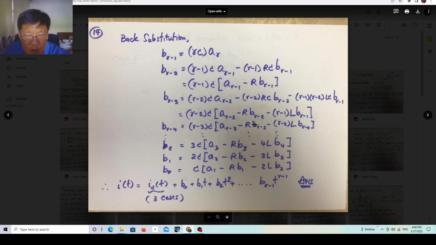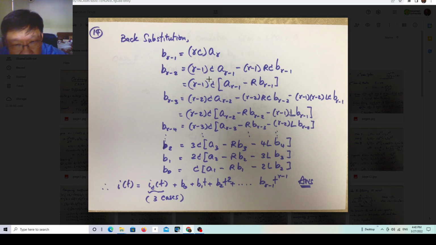Also we look at the trend of the function here. The first term you get r times c, a sub r. In the second term r is reduced to r minus 1, c still remains, but instead of a sub r it becomes a sub r minus 1. The third term, r minus 1 becomes r minus 2, and a sub r minus 1 becomes a sub r minus 2. The next term, r minus 2 becomes r minus 3, and a sub r minus 2 becomes a sub r minus 3.